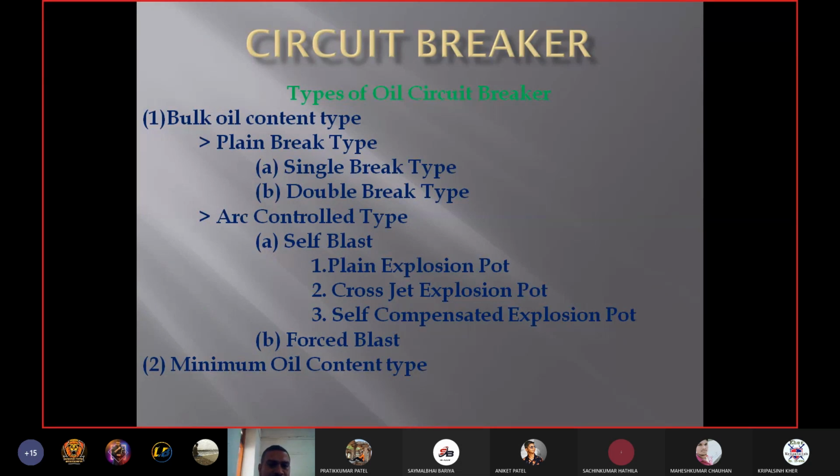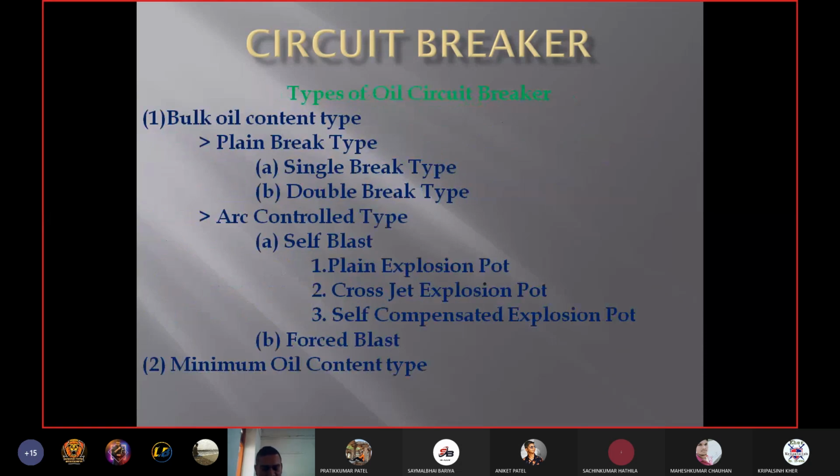In the arc controlled type circuit breaker we have two types: self blast type and forced blast type. In the forced blast type we provide extra force to quench the arc, whereas in the self blast type we do not provide extra force. Whatever force is generated in itself, by using it we can control or quench the arc. In the self blast type we have the plain explosion pot type circuit breaker, the cross jet explosion pot type circuit breaker, and the self compensated explosion pot type circuit breaker.